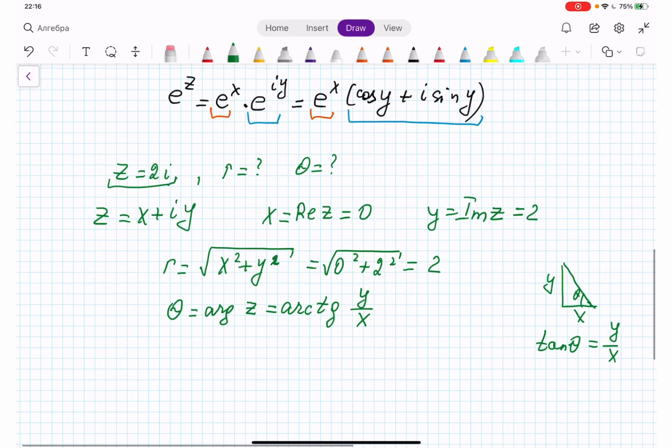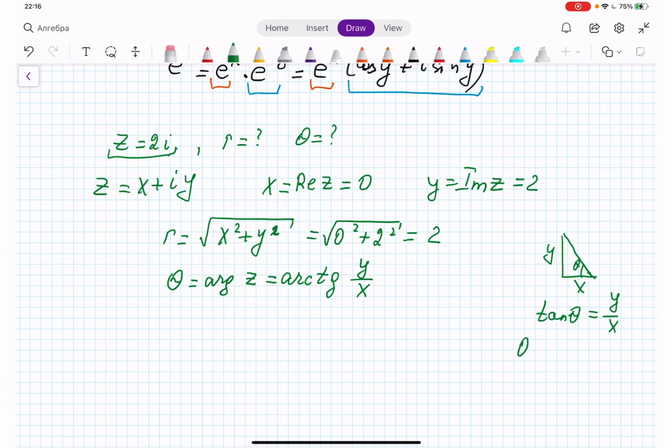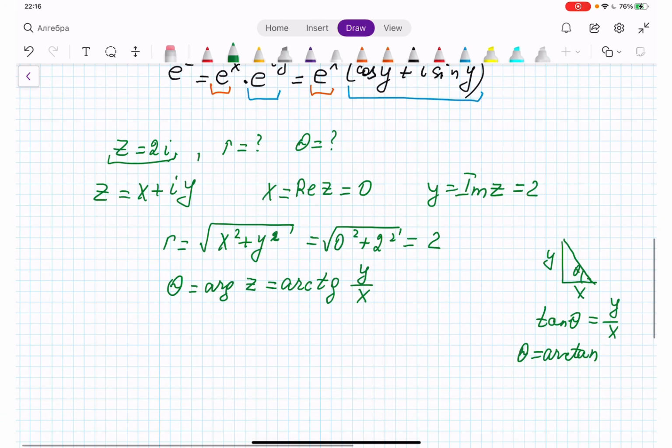So from here, theta is going to be arctangent. Arctangent is the inverse, okay? Arctangent y over x. Now, if I write down tangent like this or TG, it's the same thing, okay? Don't get confused if in one place I put TG, in another place TAN. One is the European form, one is the US form, so it's not a big deal.